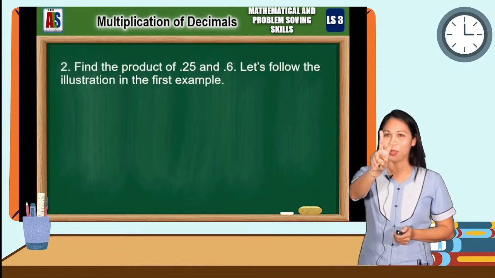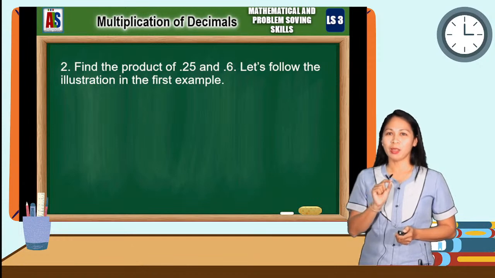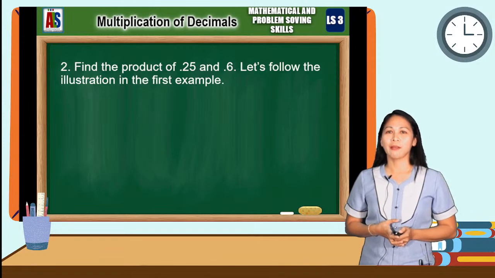Now, let's solve number 2. 0.25 and 0.6. Let's follow the illustration in the first example.